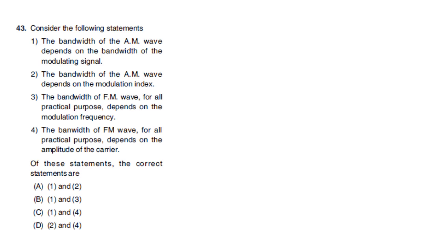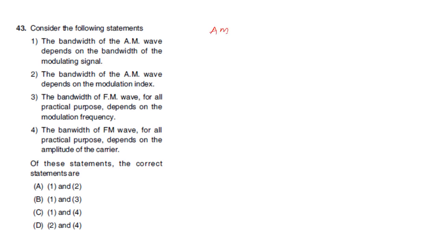Consider the following statements. The bandwidth of AM wave depends on bandwidth of modulating signal. The bandwidth of AM wave depends on modulation index. The bandwidth of FM wave for all practical purpose depends on modulation frequency. The bandwidth of FM wave for all practical purpose depends on amplitude of the carrier. So we know AM means amplitude modulation.